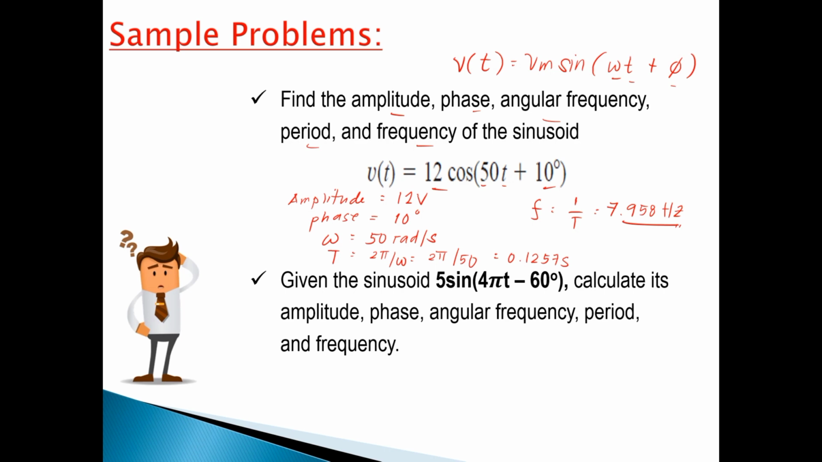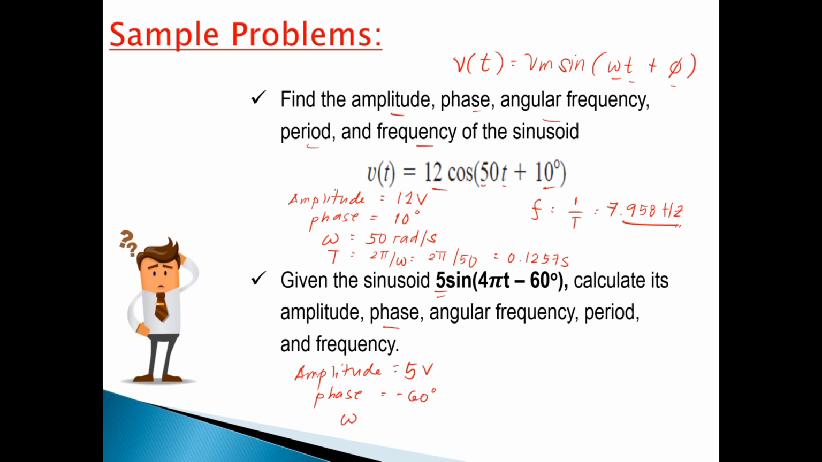Then for the next problem, given the sinusoid 5 sine of 4 pi t minus 60 degrees, calculate its amplitude, phase, angular frequency, period, and frequency. For amplitude, again, we have 5 volts. For phase, that is equal to negative 60 degrees.